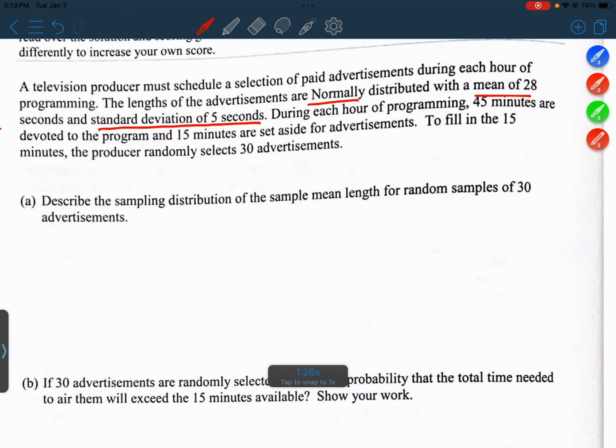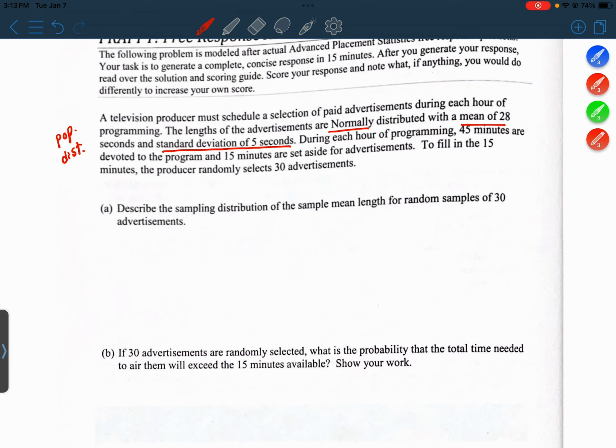distribution. Okay. All right. During each hour of programming, 45 minutes are devoted to the program and 15 minutes are set aside for advertisements. Okay, so, seconds and minutes. Why would they do that? Okay, we might need to convert units at some point. All right, to fill in the 15 minutes, the producer randomly selects 30 advertisements. All right, so we know that we're selecting a sample of 30 ads.